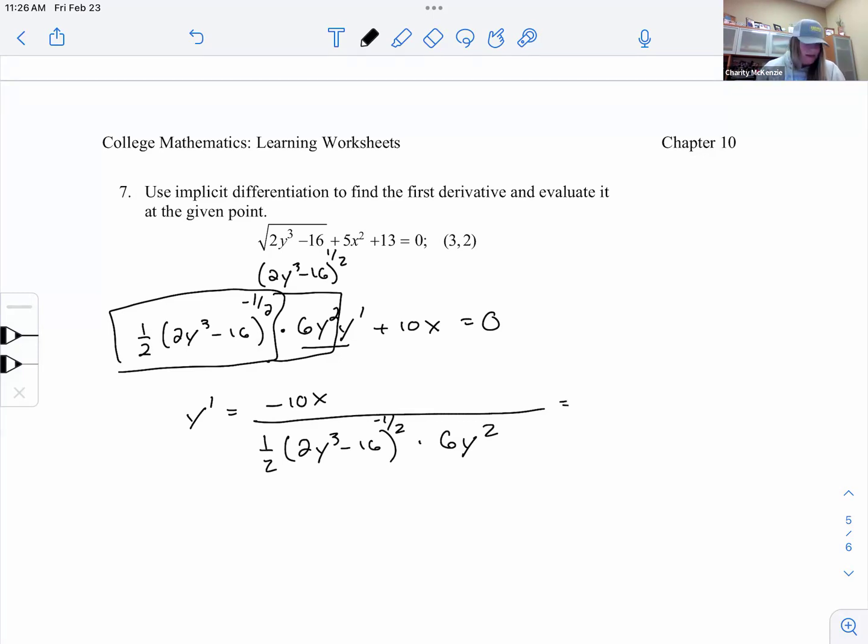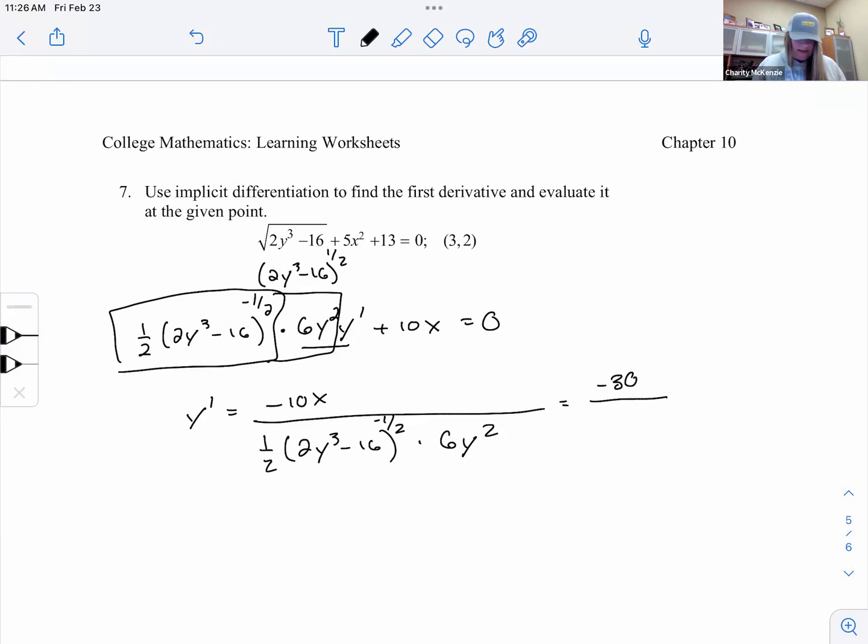Okay, so I'm going to do this one all the way out. So the top is negative 10 times, what's our x value? 3. So I got negative 30. And then on the bottom, I'm going to take 0.5 times 2 times 2 to the third, and then minus 16. All of that to the power of negative 1/2. Use the negative by the enter for an exponent that's negative, and then times that by 6 times 2 squared.